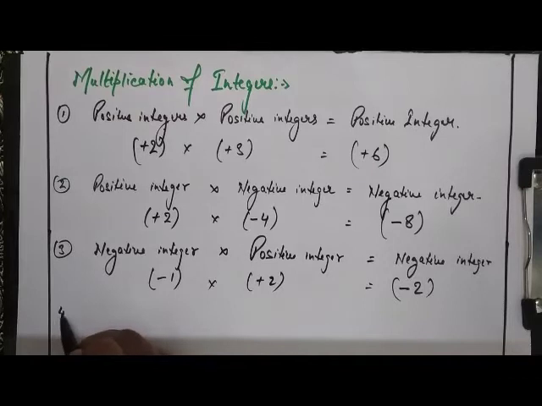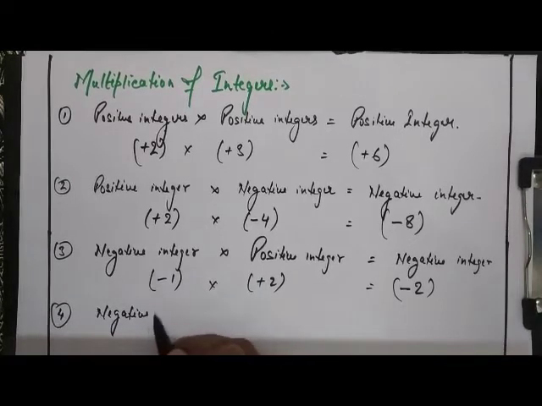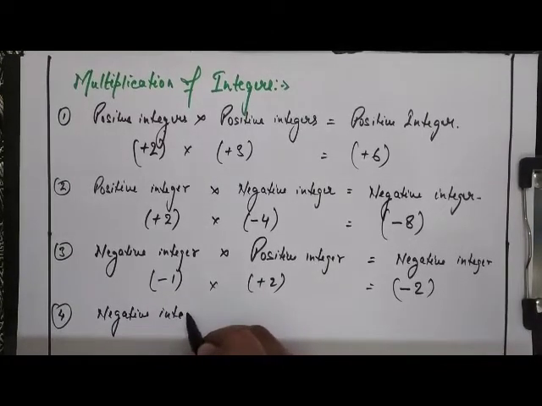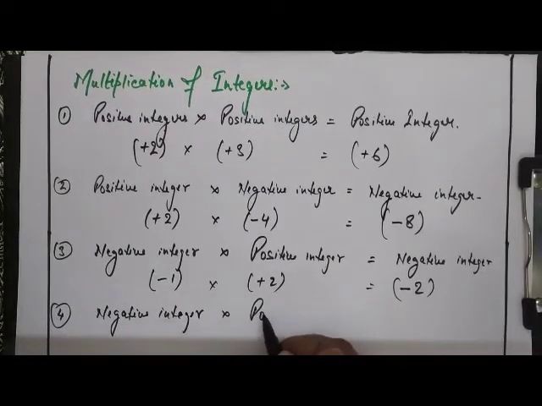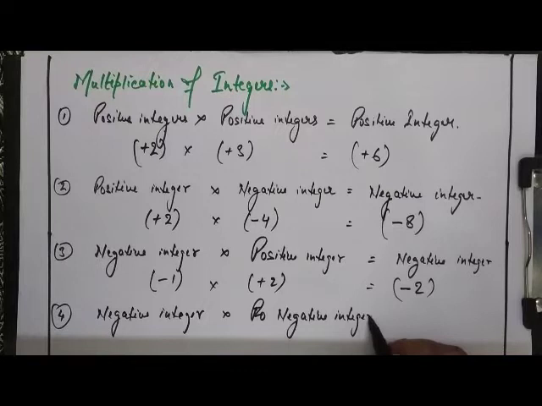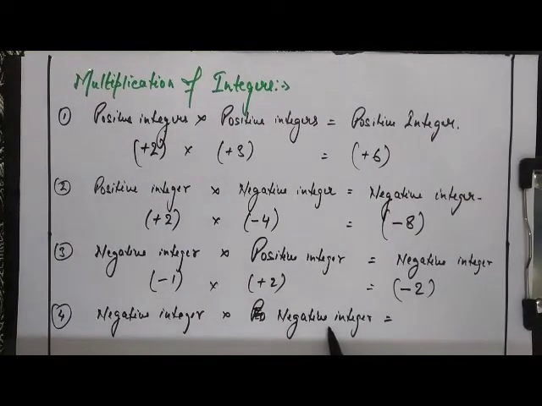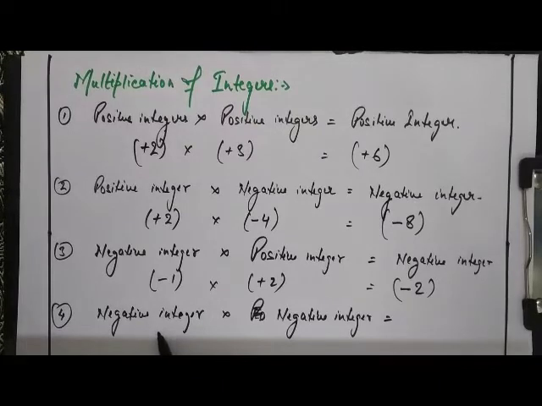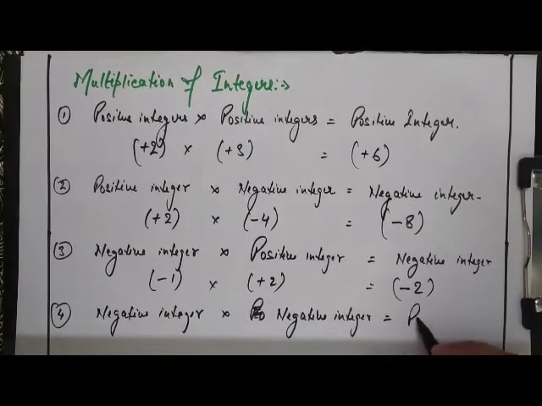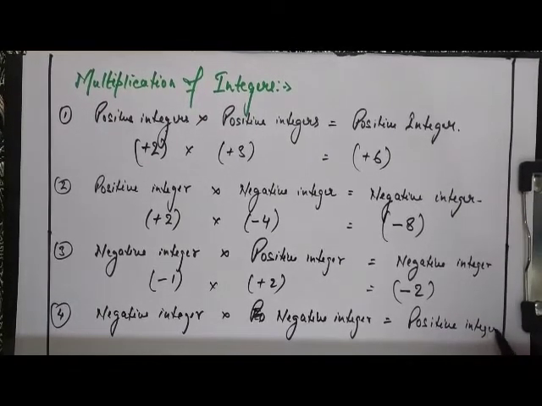And let's take the final case: what happens when a negative integer is multiplied by another negative integer? This time we can see that both the numbers are negative. Here also we have a negative integer, in the other portion we have a negative integer. So always remember, when a negative integer is multiplied by another negative integer, the result is always a positive integer. It's always a positive integer.